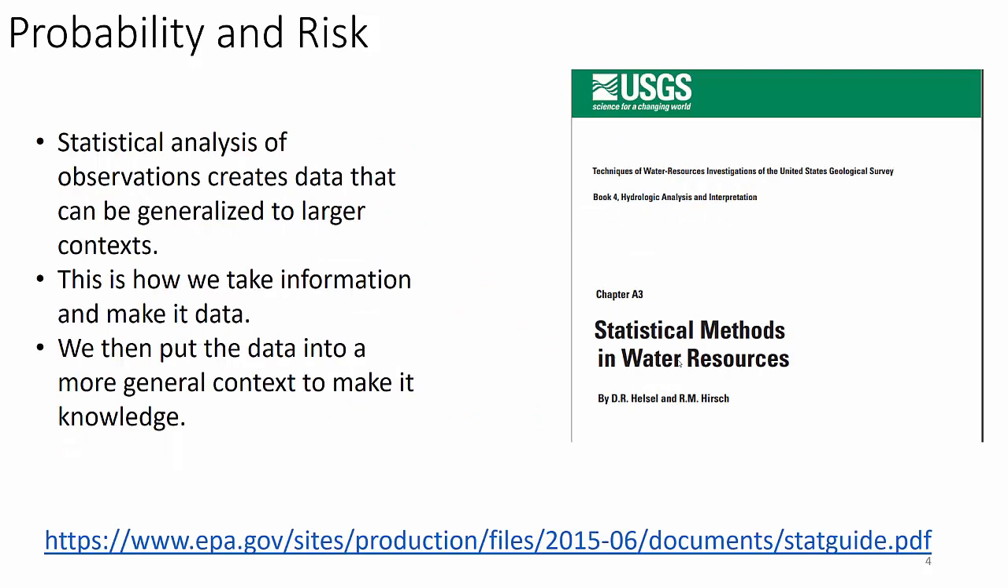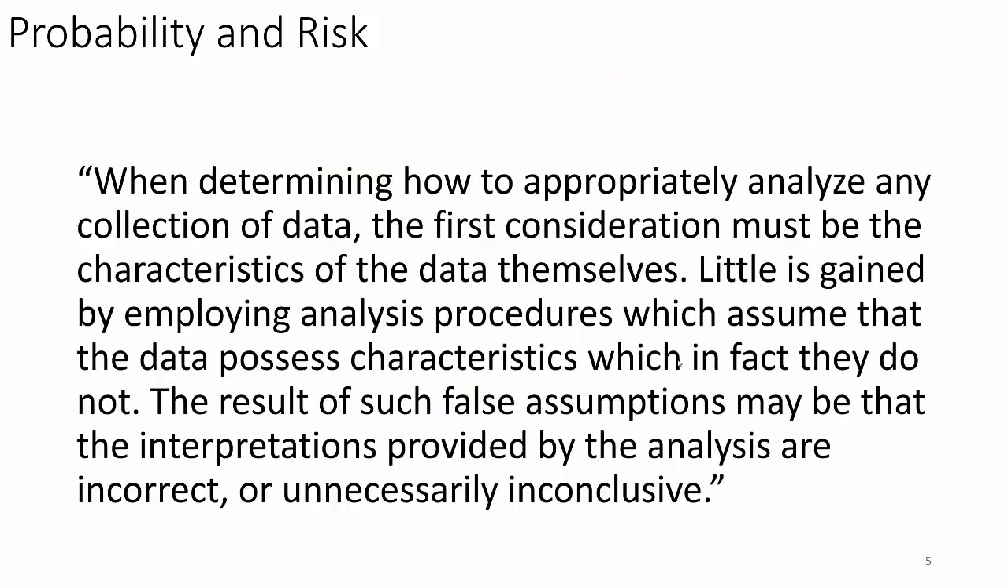We have a guiding document, Statistical Methods in Water Resources by Helsel and Hirsch. It's available in our readings. It's also available online, free. The USGS documents are incredible for this. This is book 4, Hydrologic Analysis and Interpretation. This is how we take information and make it data. Then we put the data into more general context to make it knowledge, and then we assess that knowledge over time to analyze probability and risk. This is our process.